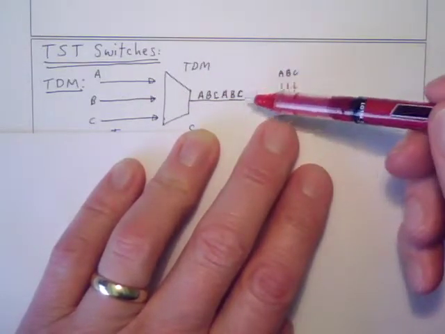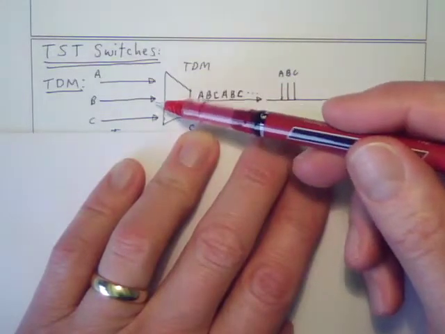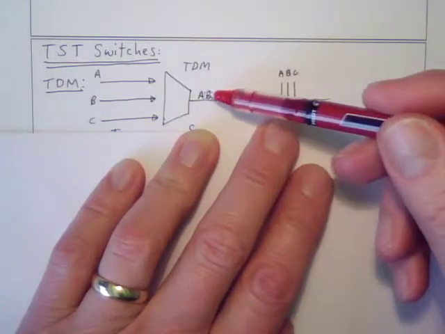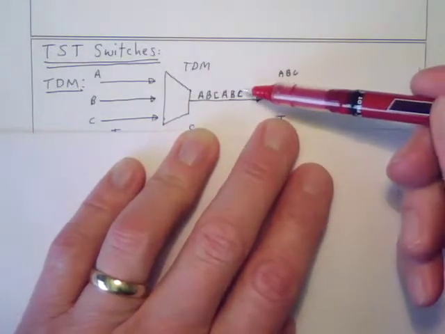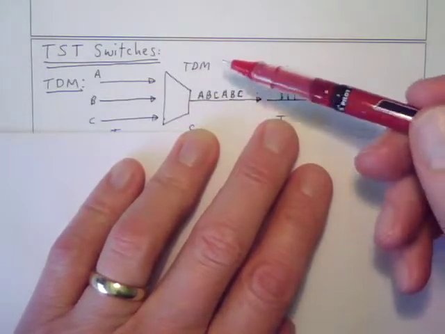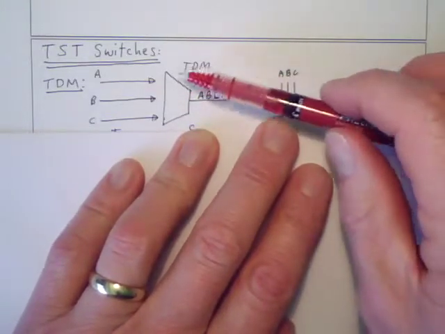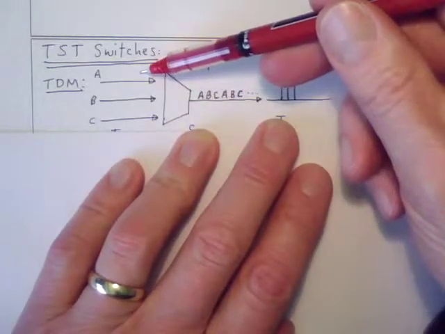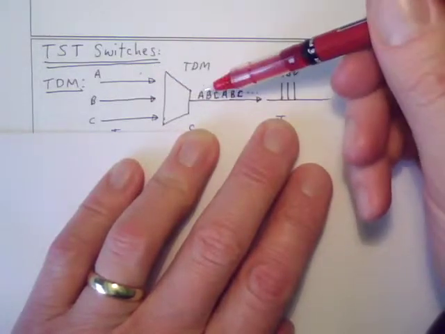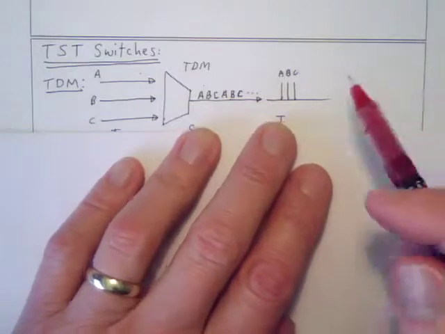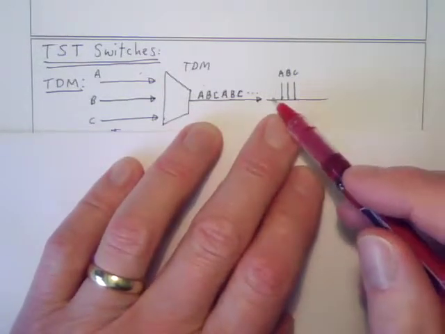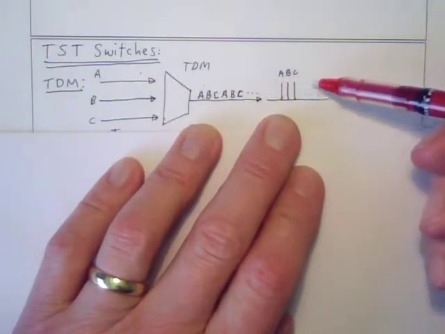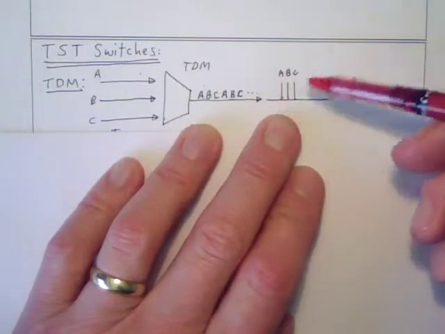For example, if A, B, and C were all 1 megabit per second signals, then the multiplexed signal would be 3 megabits per second in this simple picture. The interleaving could be either bitwise or bytewise. An A here could represent either a bit from stream A or a byte from stream A, or some other larger chunk. We'll draw this as a single line, and I'll put three time slots A, B, and C here to mean that this is a line with three time slots.